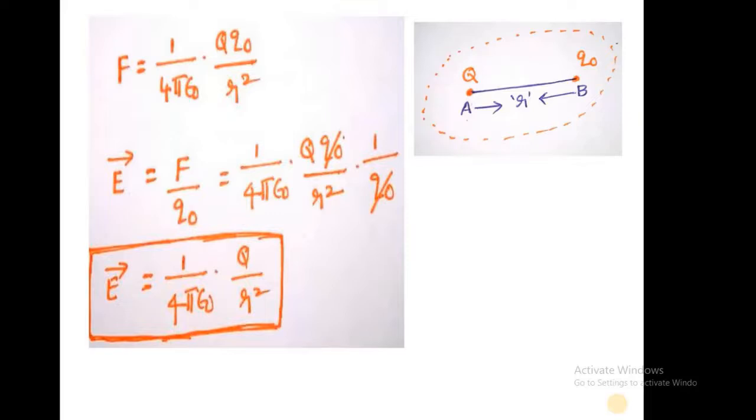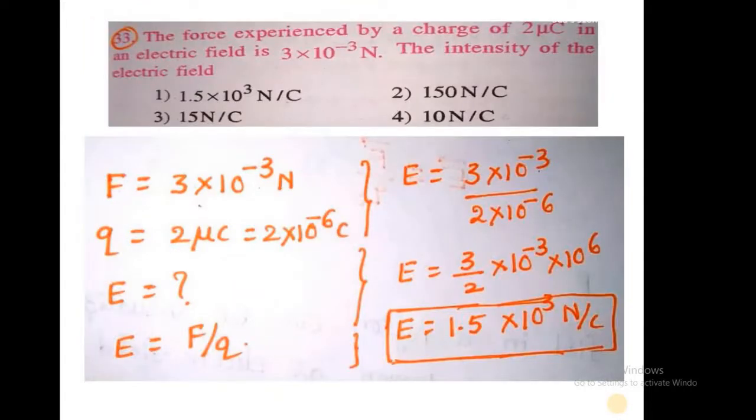In order to understand this concept, let us do some example problems. First problem. The force experienced by a charge of 2 microcoulomb in an electric field is 3 into 10 to the power of minus 3 newtons. The intensity of the electric field is, here our aim is to calculate the intensity of the electric field. Let us go for the solution.